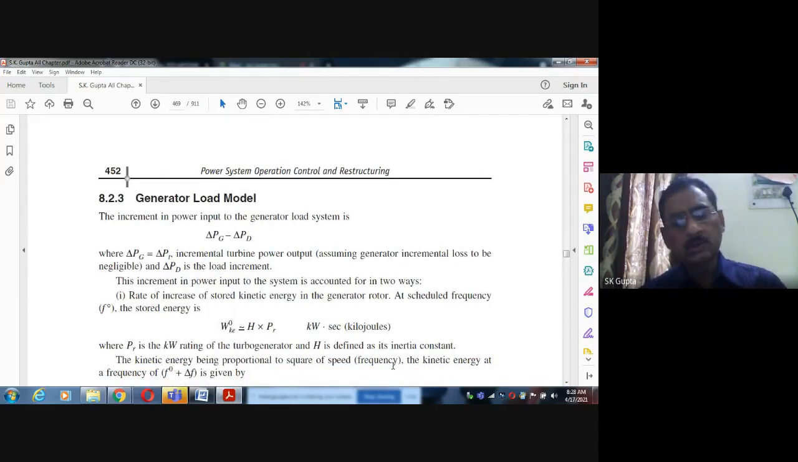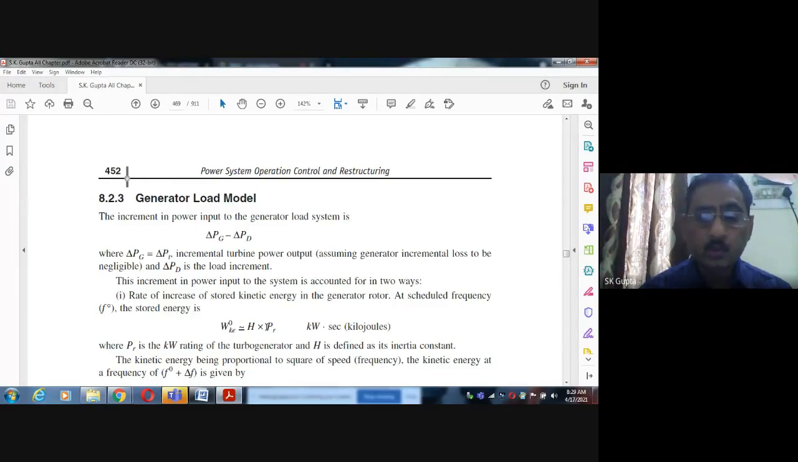Now the generator stores kinetic energy in the rotor. When it takes the mechanical power, it stores kinetic energy in the rotor. Kinetic energy is stored per unit rating. PR is the rating of the generator. If the machine is small, it can be 10 megawatt; it can be 100 megawatt; in a generating station it is always on the higher side. Higher means 100 megawatt, 200 megawatt.